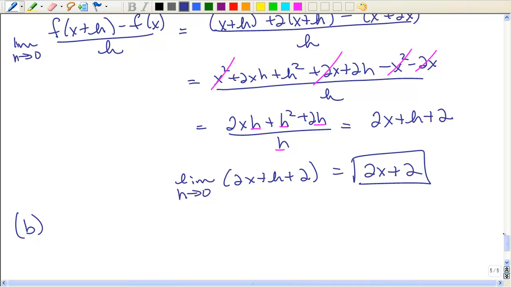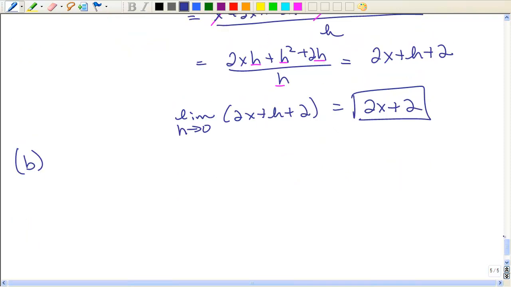Well, now, what if I say to find the point on the graph where the tangent line to the curve is horizontal? I want the tangent line to be horizontal.